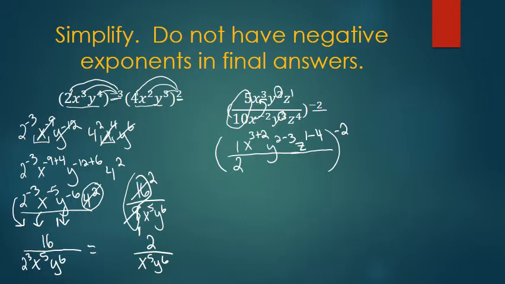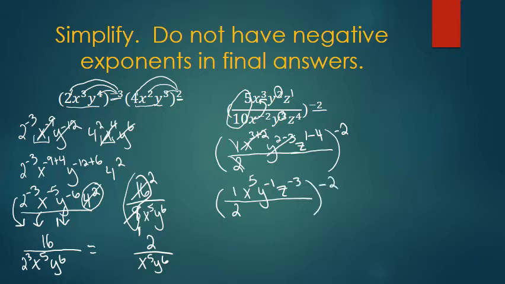Okay, so now I'm going to go combine my exponents. So I'm just drawing my parenthesis and putting my 1 and my 2 in place. And then x to the 3 plus 2 is x to the 5. I'm done with those. Y to the 2 minus 3 is y to the negative 1. Z to the 1 minus 4 is z to the negative 3. And then I have my negative 2.